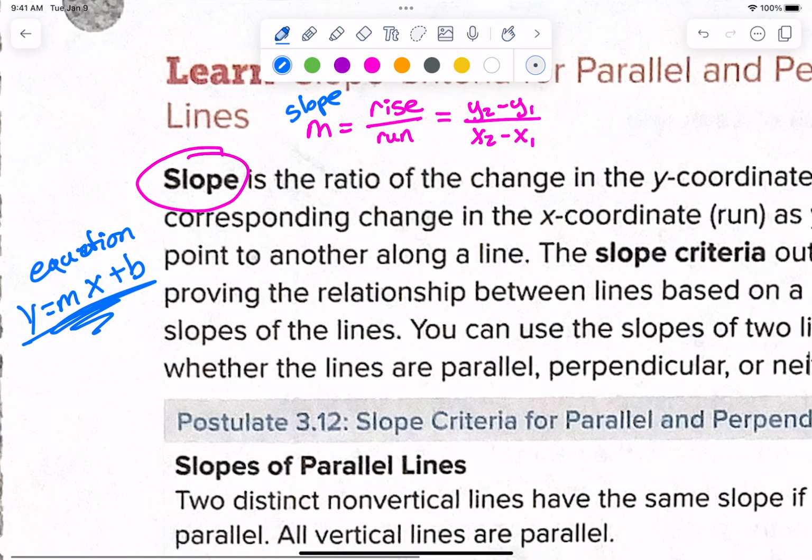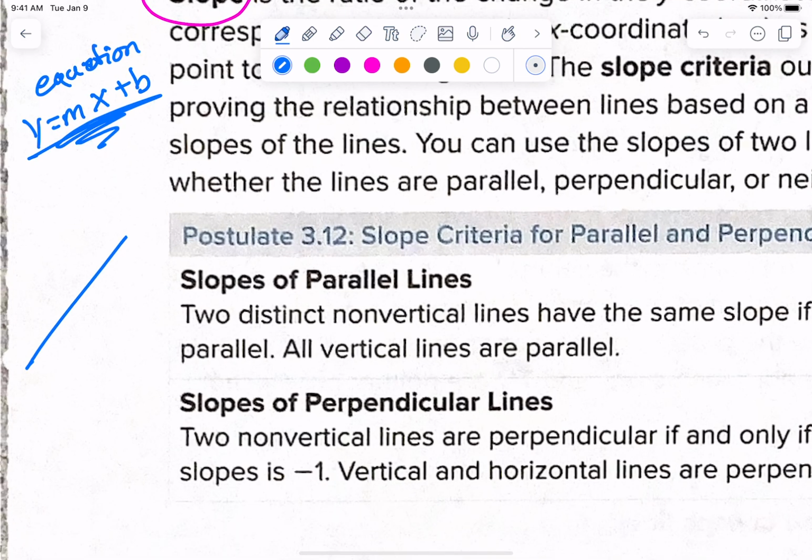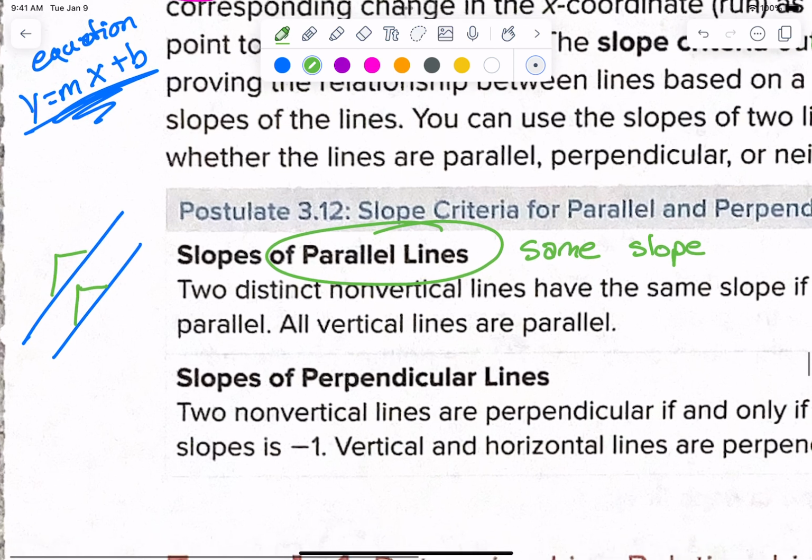All right, now let's talk about parallel lines. If I have 2 lines that are parallel, what do I know about their slope, or their rise over the run? They're going to be the same. Does that make sense to you? Yes. Okay, so parallel lines have the same slope.